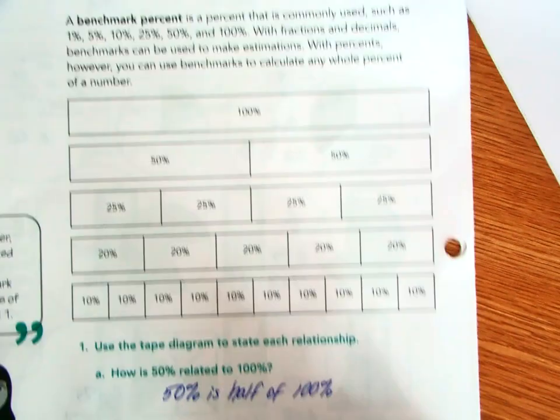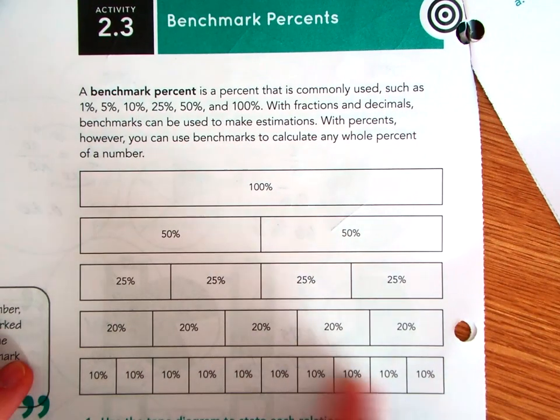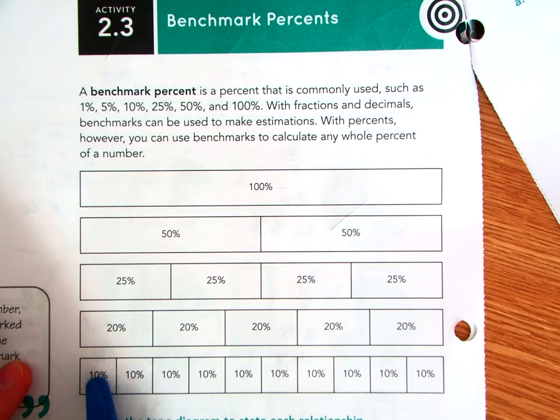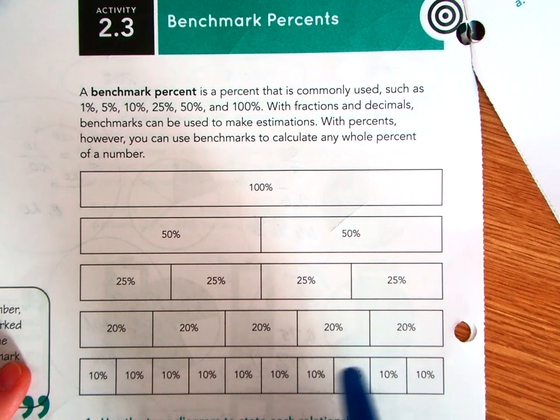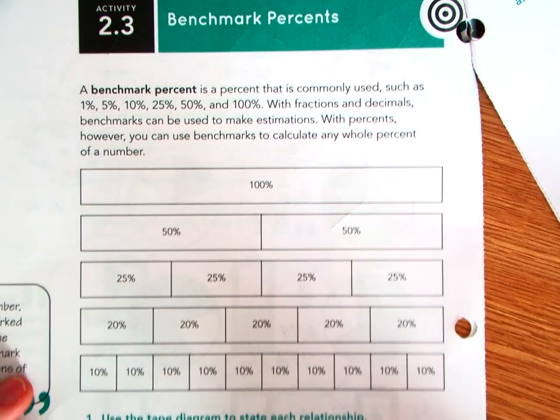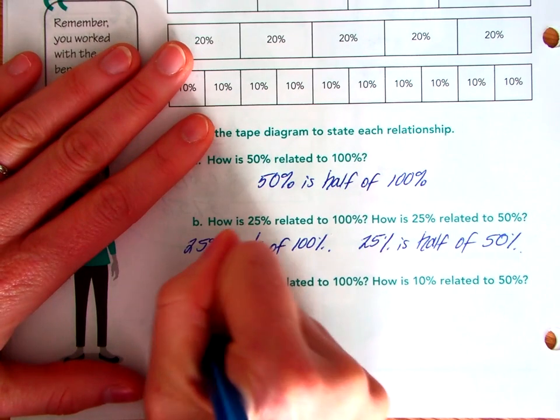How is 10% related to 100%? It takes how many 10% to make 100%? How many here to match this bar? 1, 2, 3, 4, 5, 6, 7, 8, 9, 10. 10% is 1/10 of 100%.